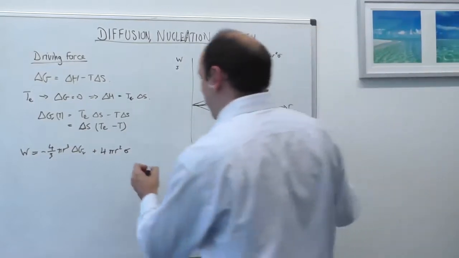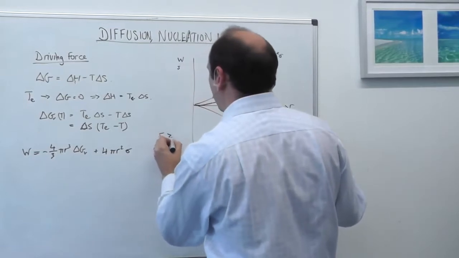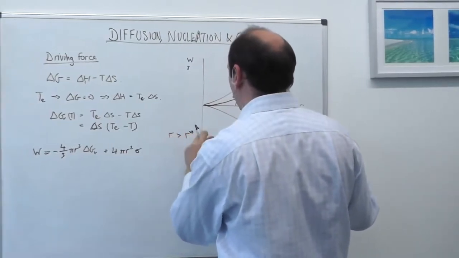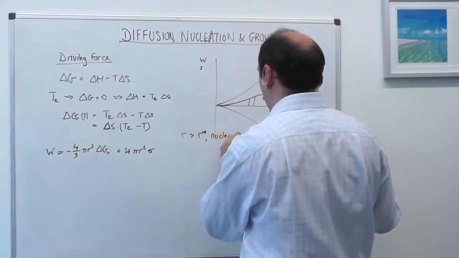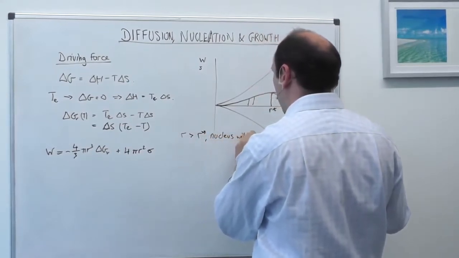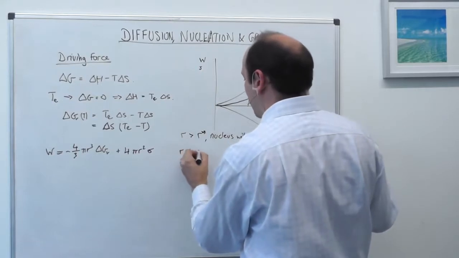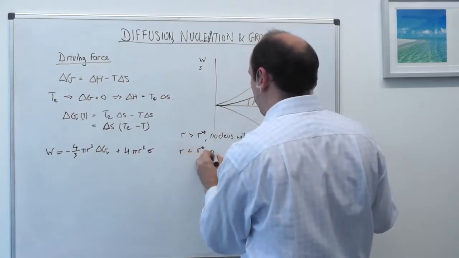So if R is greater than R star, the nucleus will grow. And conversely, if R is less than R star, the nucleus will shrink.